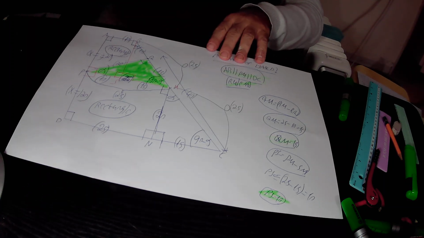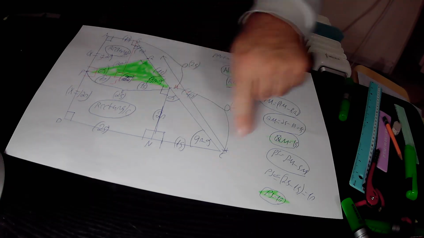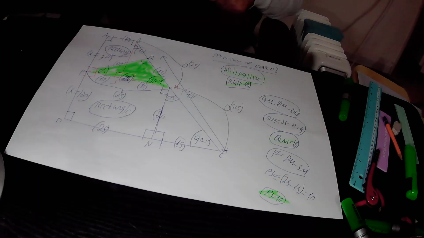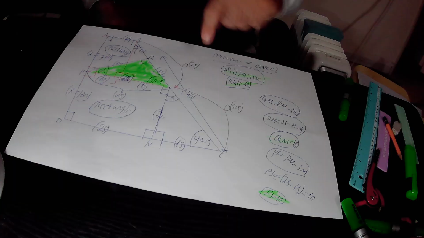So in the drawing, we have three parallel lines. AB is parallel to PM, and is parallel to DC. Those three parallel lines are connected together by AD and also by BC.